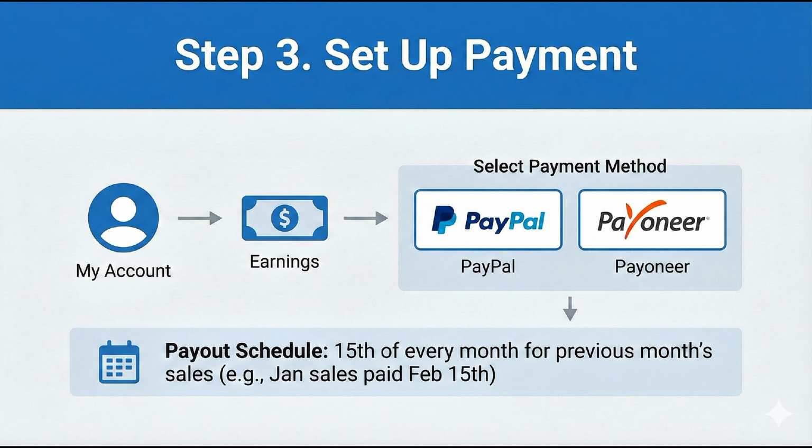We are moving on to step 3, set up payment. To do this, just head over to your profile, click My Account, and select Earnings. From there, you can choose your preferred payment method, either PayPal or Payoneer. Just keep in mind that Teepublic pays out on the 15th of every month for the sales you made during the previous month. So for example, everything you sell in January gets paid out on February 15th. Get that set up now so you don't miss a payday.